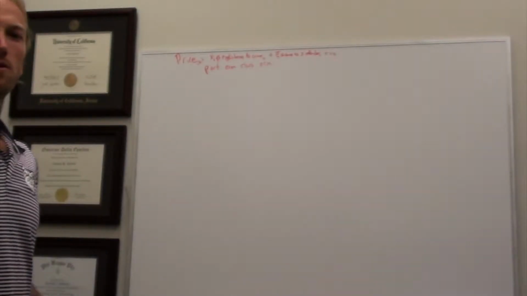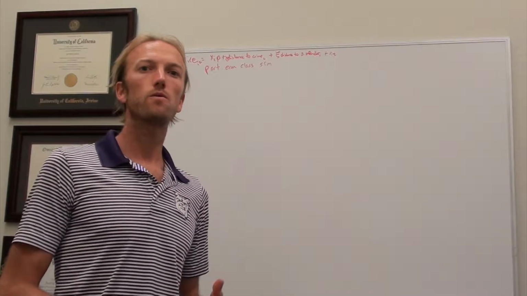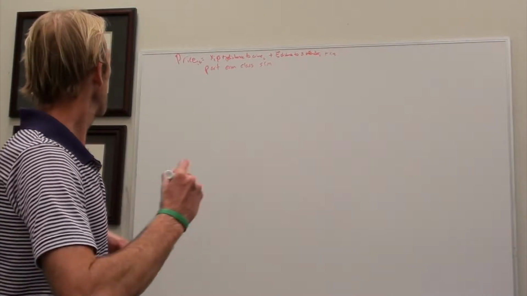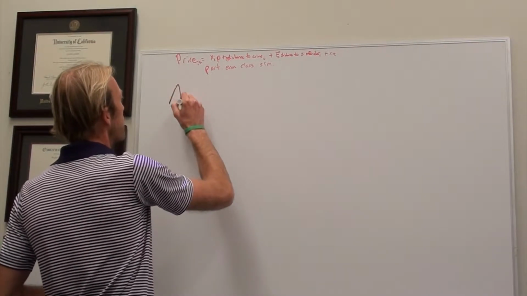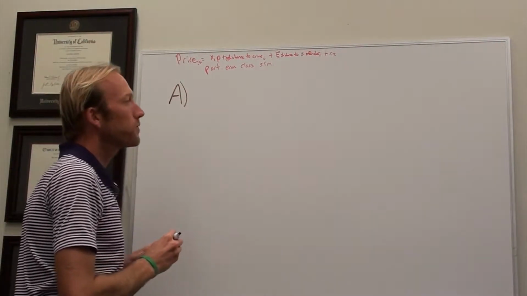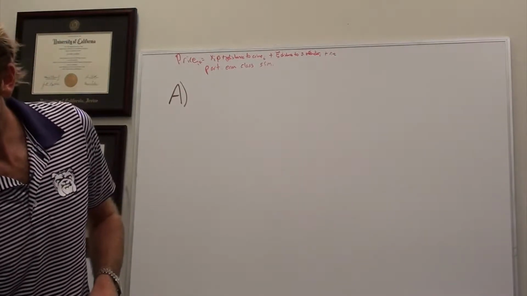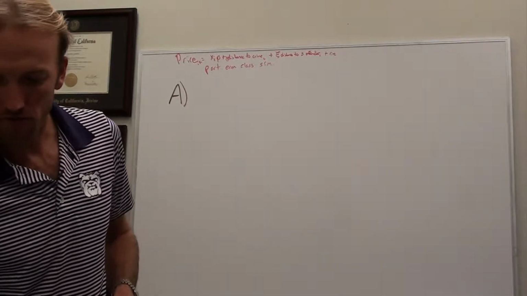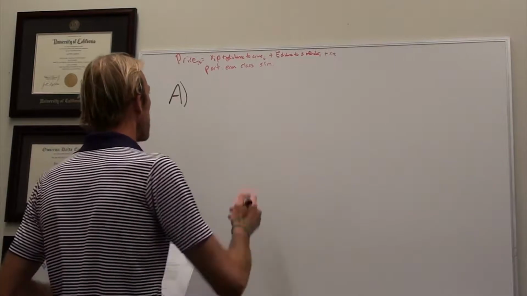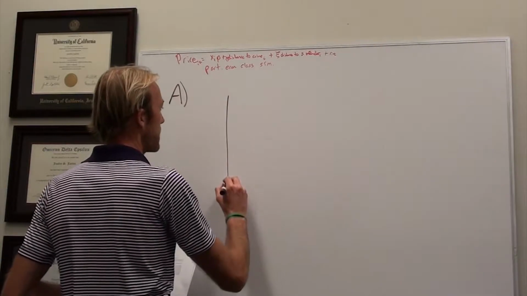Alright, hey guys, I want to go over the solution to 2.2. So in part A of 2.2, you have 6 jars of peanut butter and 2 jars of jelly. Okay, and so let's go ahead and graph that.